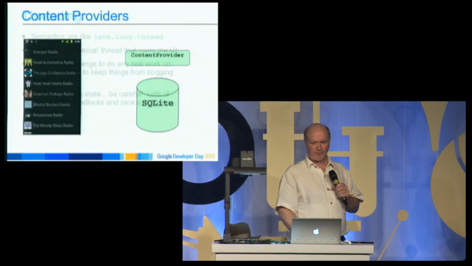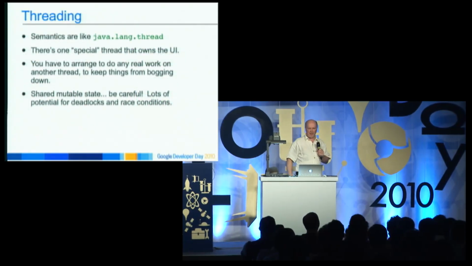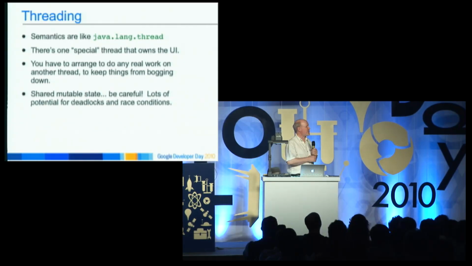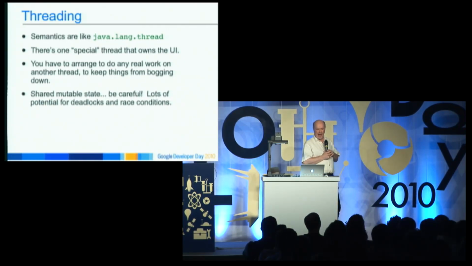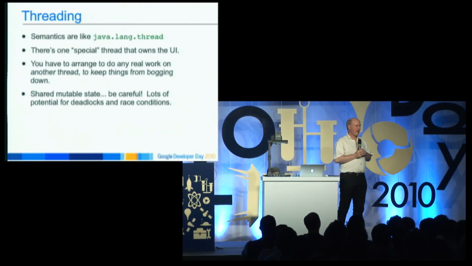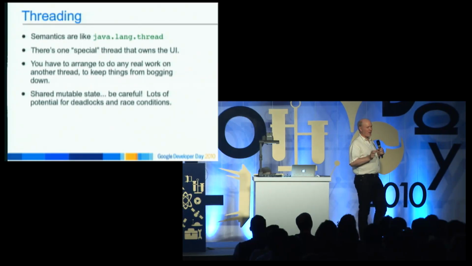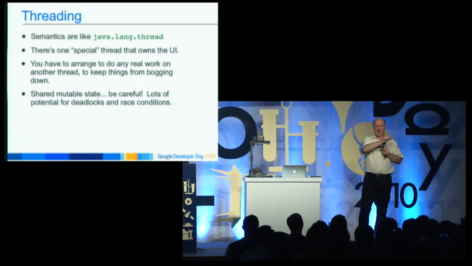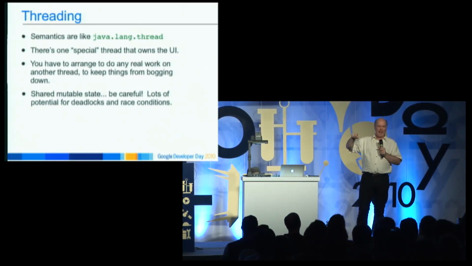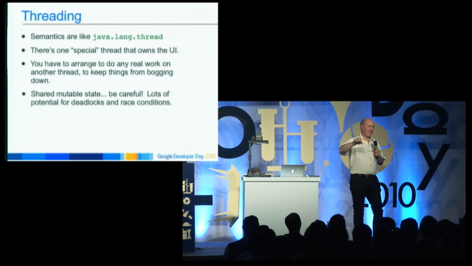Okay, so threading is very central to Android apps. The threads on an Android system are just ordinary Linux threads, and the API is the java.lang.Thread API. Now, the reason that you have to know about threads is that there's one special thread in every application, and that's the thread that owns the user interface.